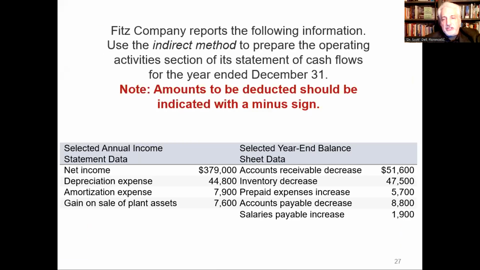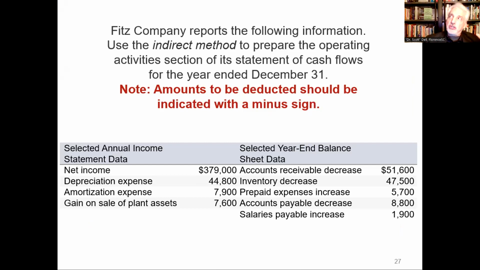And as an exercise, I did want to show you that we have Fitz Company, selected data, net income, depreciation. So what do we do with depreciation expense? Do we have to deduct that again? Or do we have to add that back because we already deducted it on the income statement? Okay, obviously we have to go ahead and add that back. Gain on sale of plant assets. We recorded a gain. We have to deduct that gain on sale of assets because that was a non-cash gain. Anything non-cash goes first.